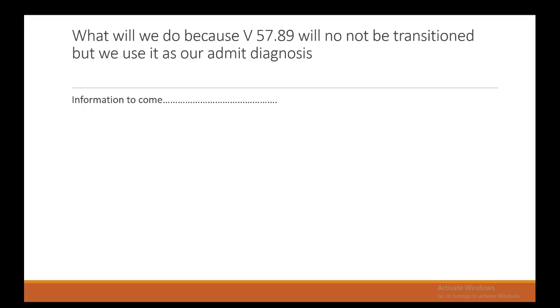What will we do? Because V57.89 will not be transitioned, but we are using it right now as our admission diagnosis. Y'all, there's more information to come. We want to be on the same page when it comes to this, so I'm not going to touch on this right now, but you will be receiving an email from me sometime early next week, or maybe even tomorrow. So there is more information to come on that.